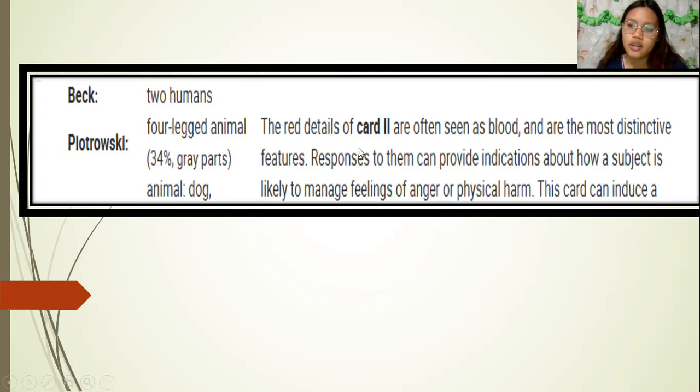So if you see blood on card 2, responses to them can provide indication about how a subject is likely to manage feelings of anger or physical harm. So that's just a glimpse of the Rorschach ink blot.